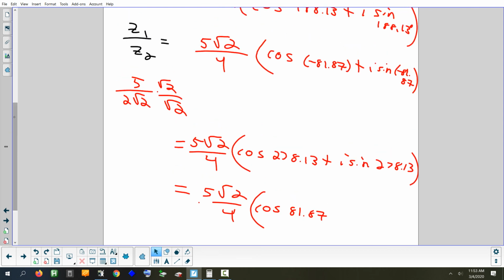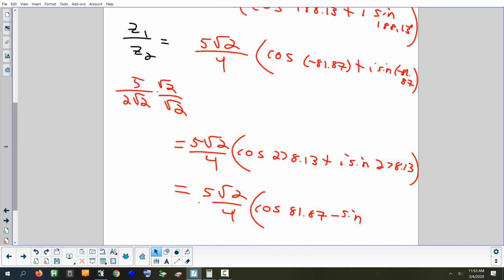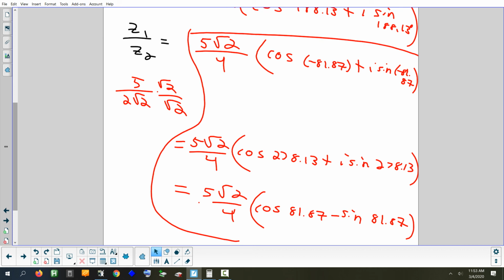Now, what about when you have a negative with sine? You can't get rid of it, but you can move the negative in front. If you had sine of negative 15, that's the same as negative sine of 15. So this plus would become a minus, sine 81.87. All three of these answers are correct.